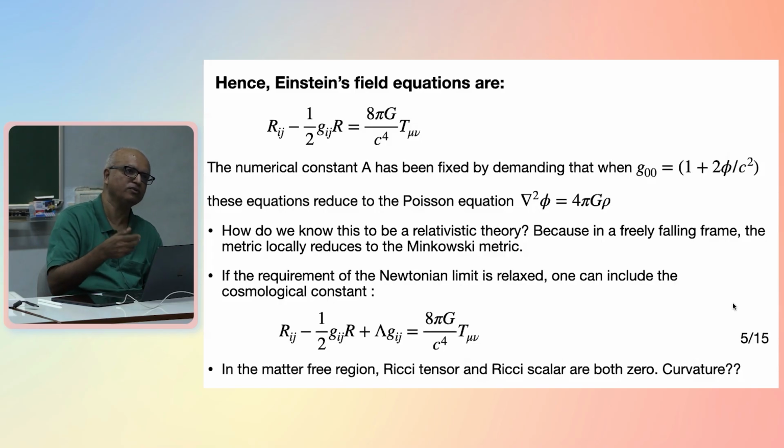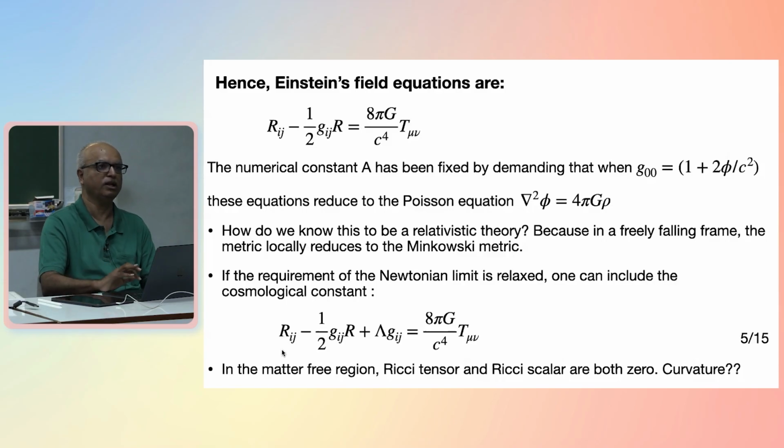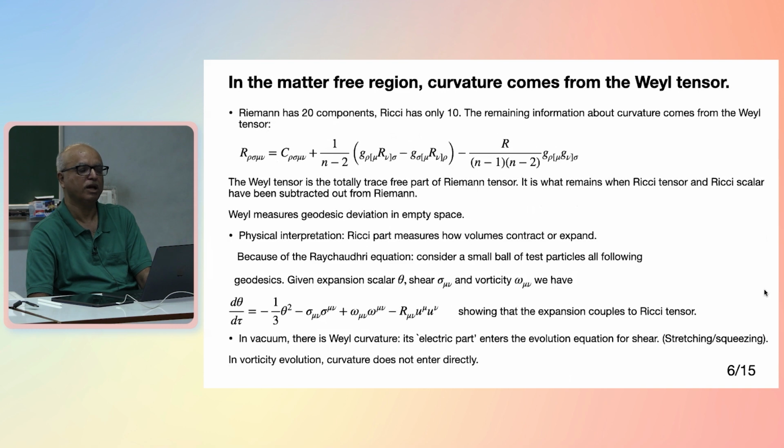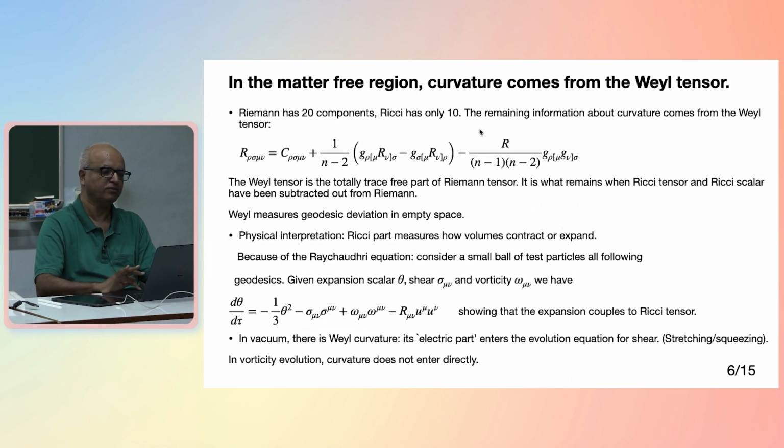It means that information about curvature is carried by some other component of the Riemann tensor that we already saw. The Riemann tensor has 20 components, Ricci has 10. There are 10 more, that's the Weyl tensor. The additional 10 do not vanish in empty space-time. In the matter-free region, curvature comes from the Weyl tensor. The remaining information about curvature comes from the Weyl tensor, defined like this.